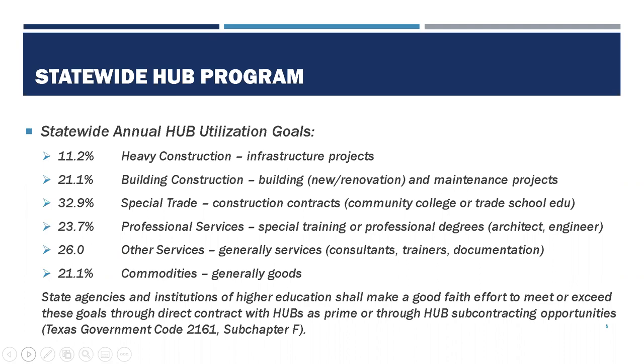Building construction, this is new construction and maintenance projects for buildings that the state owns. These are a 21.1% goal. 32.9% is the goal for special trade. And those are special trade within construction projects. 23.7 is professional services, so special training or professional degrees, architectural, engineer, and professional degrees of those sorts. 26.0 is for other services. These are generally services such as consultants, trainers, and other types of documentation. 21.1 is the goal for commodities. These are general goods, pencils, papers, and those kinds of things. Next slide, please.